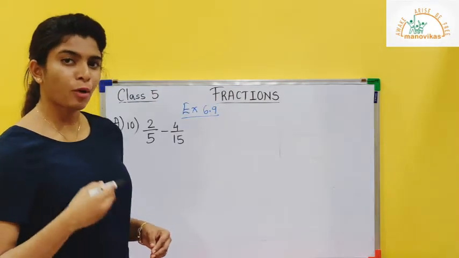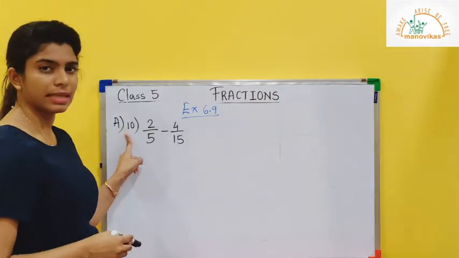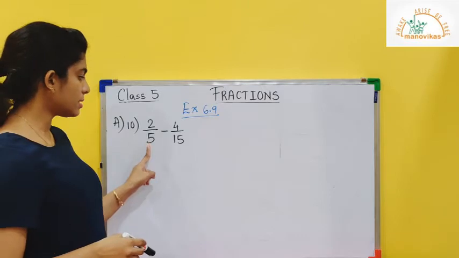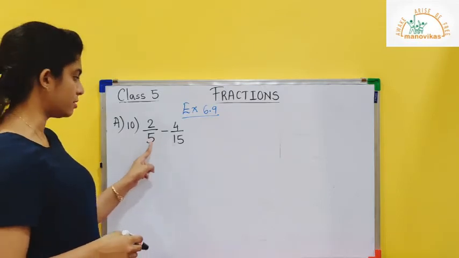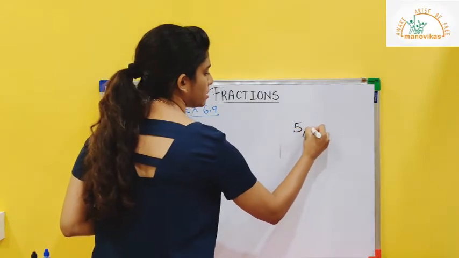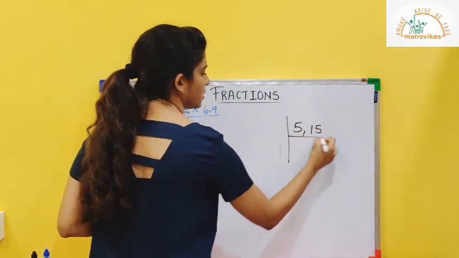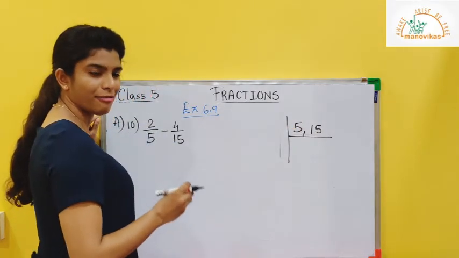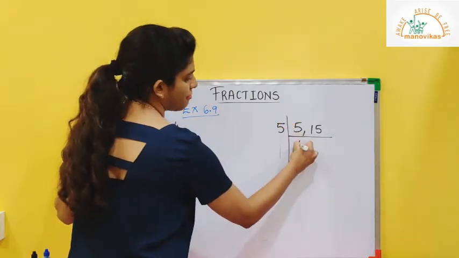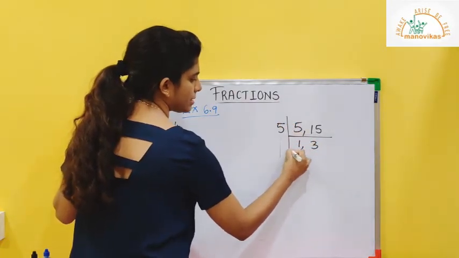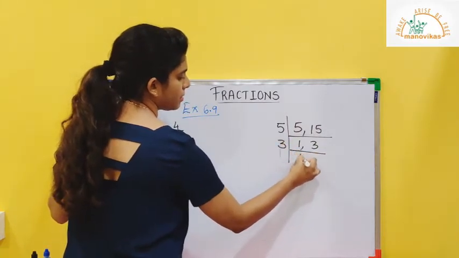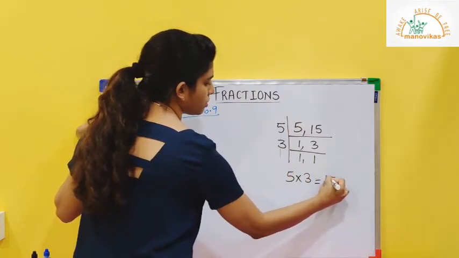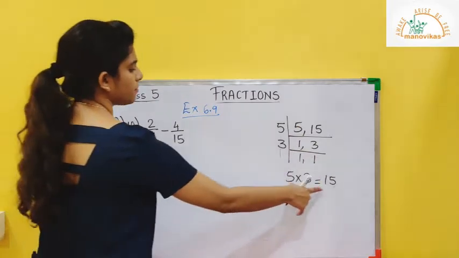Now let's do exercise 6.9. Question A, I have taken the 10th sum, 2 upon 5 minus 4 upon 15. If you see here, these are unlike fractions and I have to do the subtraction. So first I will find the LCM of these two numbers. Now 5 and 15 are odd numbers, I can either start with 3 or 5. So I start with 5. 5 ones are 5, 5 threes are 15, 3 ones are 3. So what do I get? 5 into 3 is equal to 15. So the LCM here is 15.